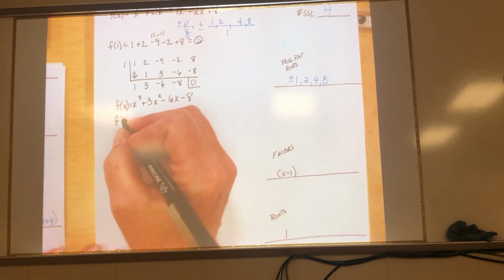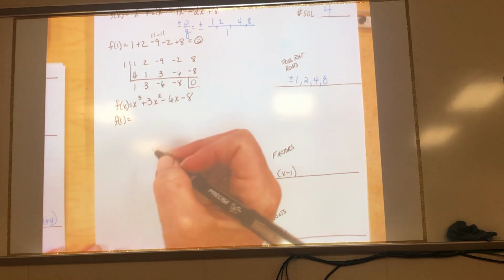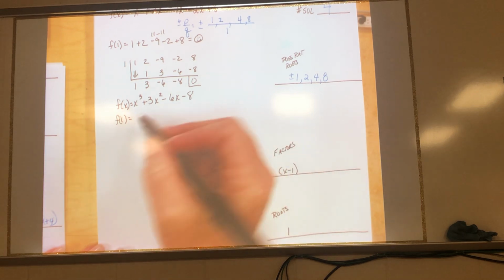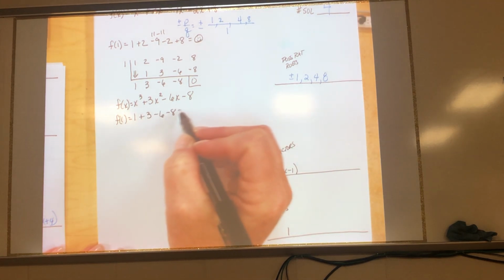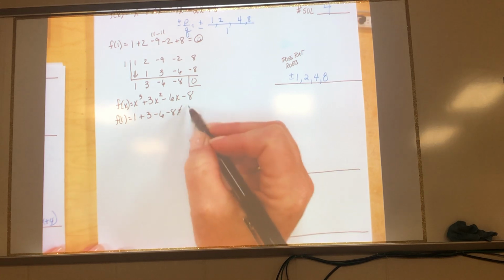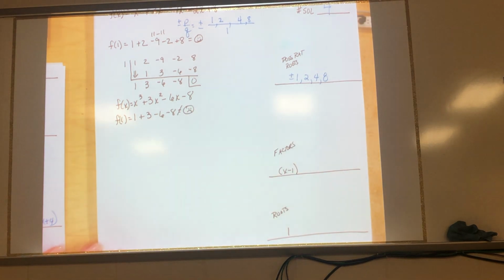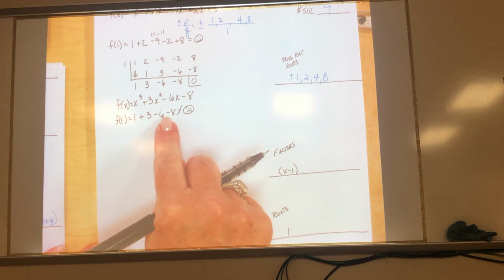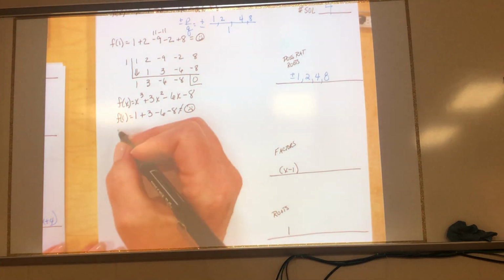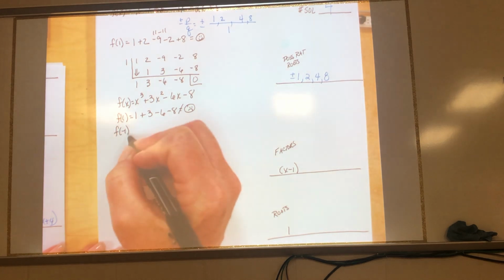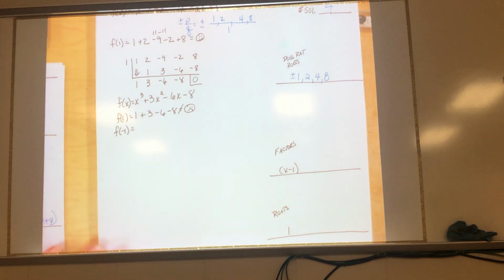So f of 1. It doesn't take long to try. You go 1 plus 3 minus 6 minus 8. You're not equal to 0, people. That's 4 minus 14. That is not 0. Okay, so what do we want to try now? Negative 1. So you do negative 1. You see if you can write the coefficients down with the proper signs.